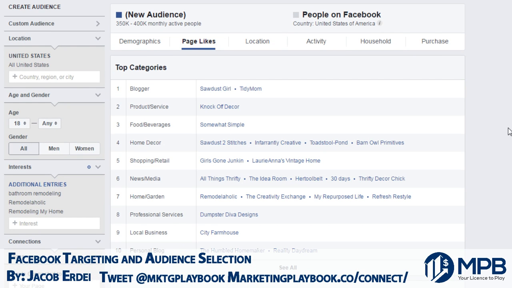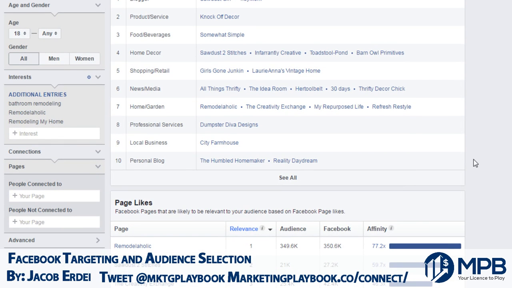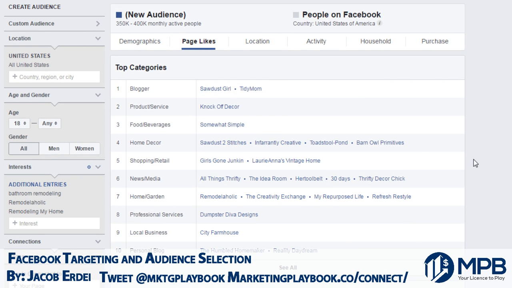So we're going to go into page likes, and when it comes to specific pages here, you may or may not be able to target these particular pages. So we have Sawdust Girl. You might be able to target that page. As you're doing it, you can type it in under interests, and if it shows up, then you're going to be able to target that specific group of individuals.